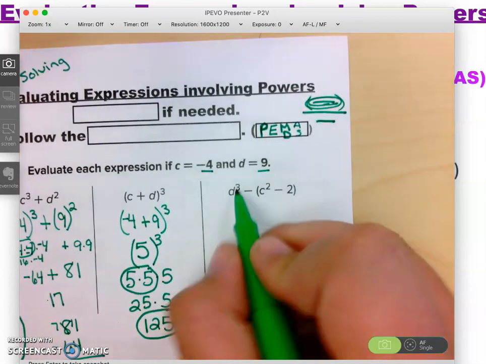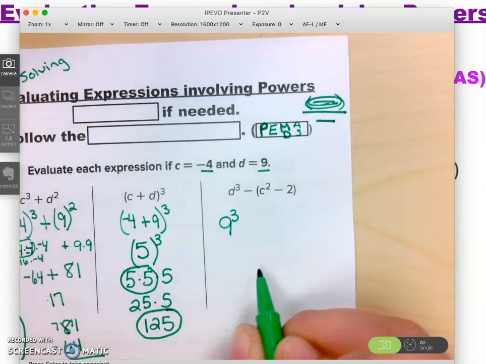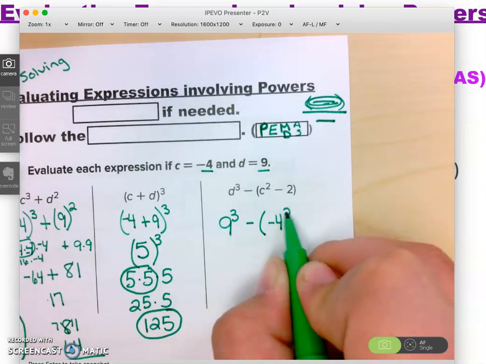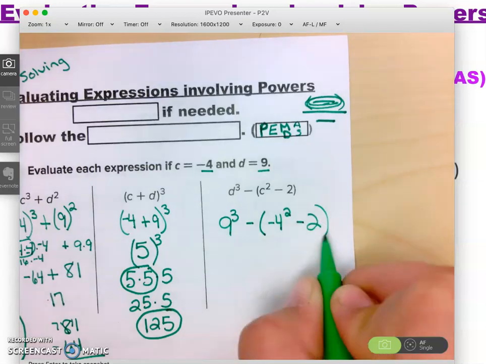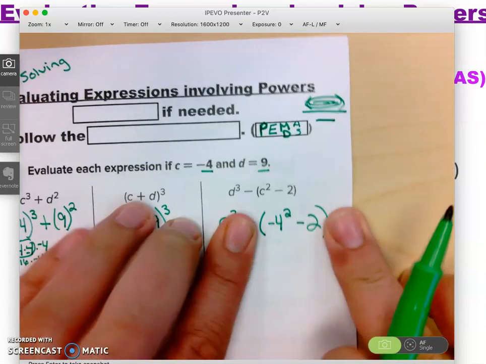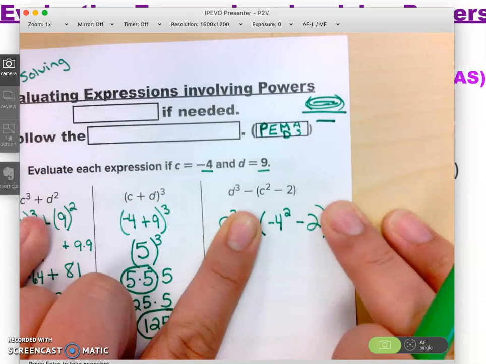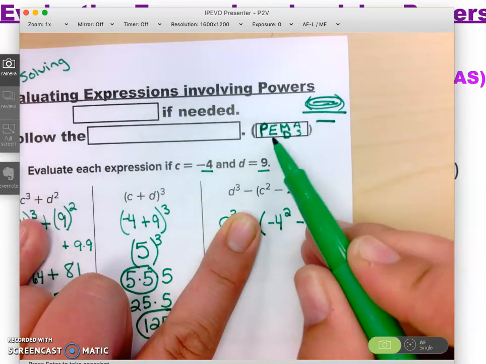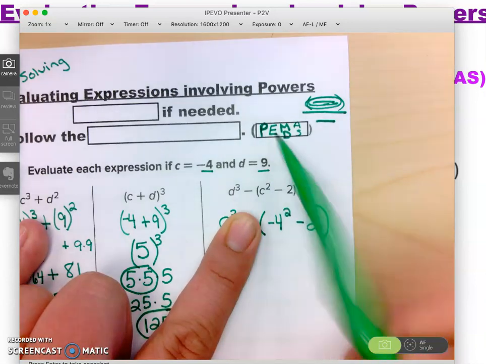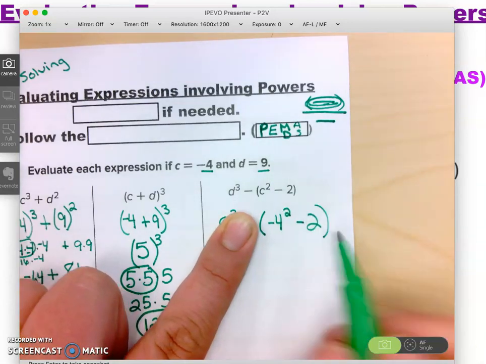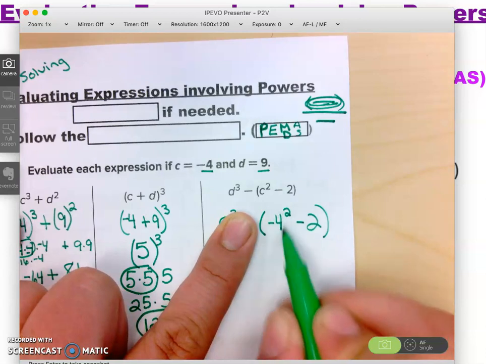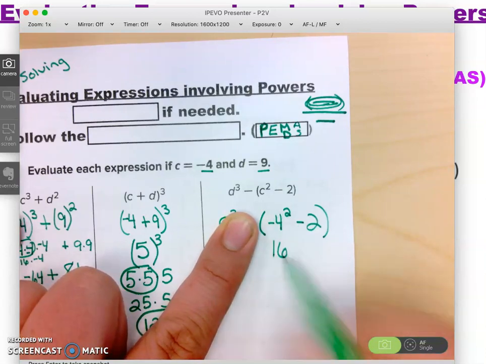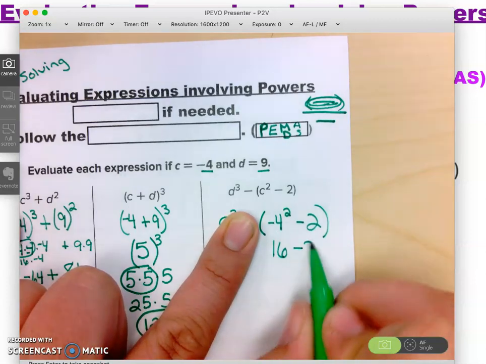So D is 9, so 9 cubed minus, so I have a -4 squared minus 2. So I have to go inside my parentheses and do whatever in them first, and I almost start over. So inside my parentheses, I then do order of operations from there too. So I have to do my exponents first. So if I have a -4 and this whole thing is being squared, -4 times a -4 is a positive 16. And then I subtract my 2.